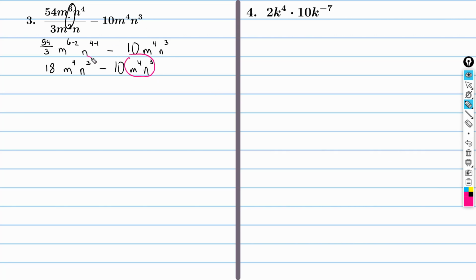Since these match, then I can combine. So that's going to give me 8 m to the 4th, n cubed as my answer.